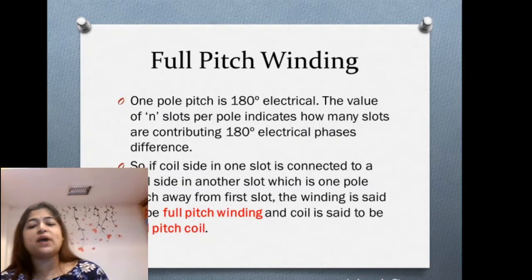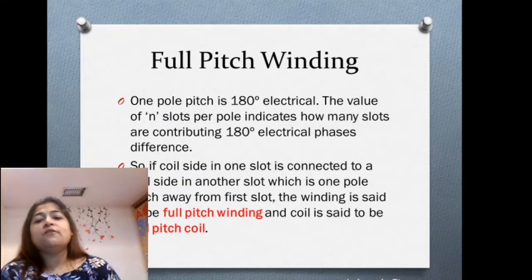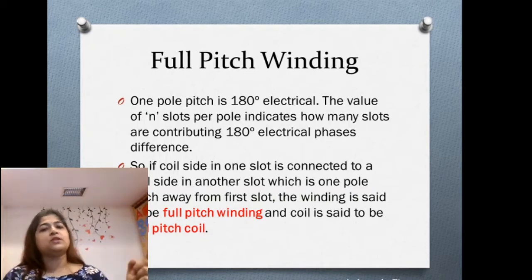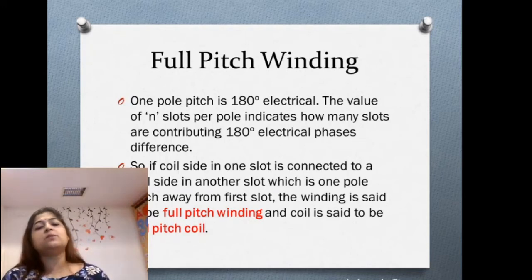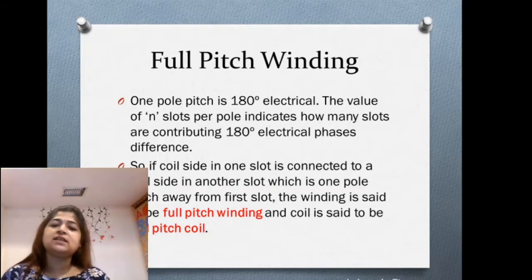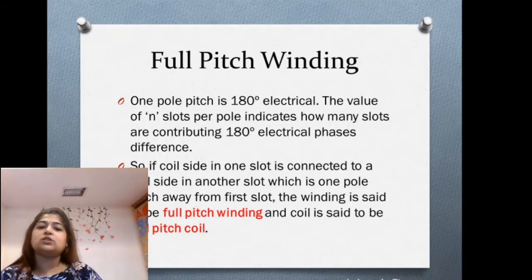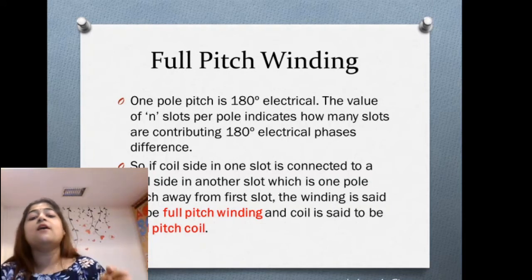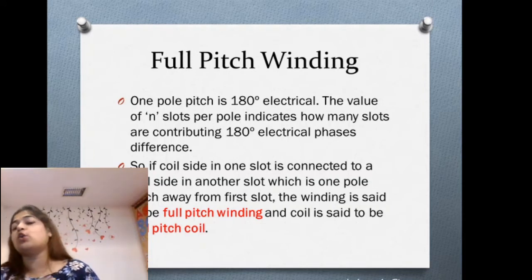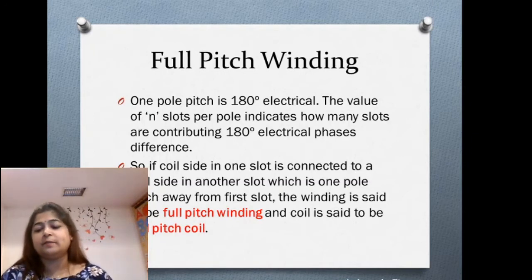Okay, let's proceed and try to understand what is full pitch winding. We know that pole pitch is nothing but the distance between two poles. It is given by 180 degrees electrical, and the value N is nothing but slots per pole. It indicates how many slots are coming under that 180 degree electrical pole pitch. If the coil sides are so placed that one conductor is placed in one slot and another conductor is kept one pole pitch away from the first slot, then it is called full pitch winding, and the coil is said to be a full pitch coil.